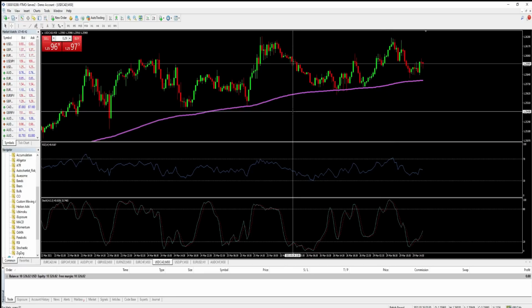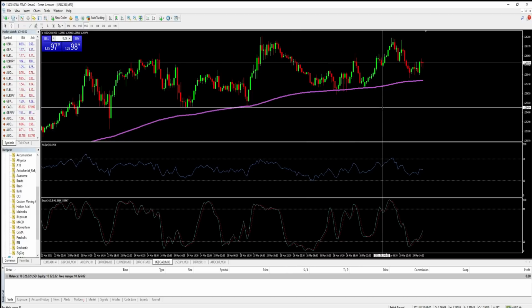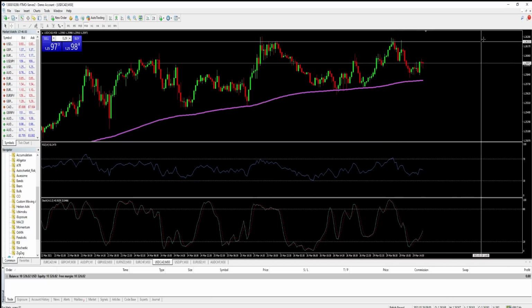Now the FTMO challenge account is up by 3.26%. So it's doing really well. The account is growing very fast, and it's actually very impressive considering that this strategy is not optimized whatsoever. So let's do a market scan now and see if there's any more setups to be taken.